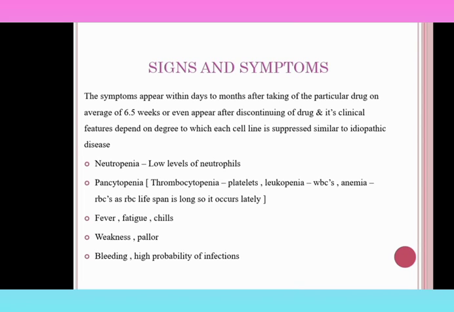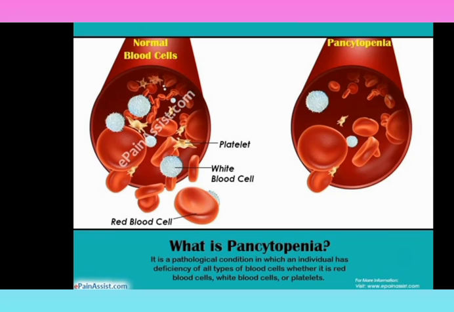Anemia means, as the RBC lifespan is long, it occurs late, so anemia will be the last condition to occur in pancytopenia. Other signs and symptoms include fever, fatigue, chills, weakness and pallor, bleeding, and a high probability of infection. Such signs and symptoms can be seen in a drug-induced aplastic anemia patient. So this is the pancytopenia diagram.